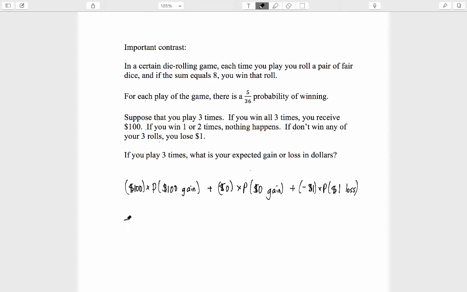That equals $100 times, well, what is the probability of a $100 gain? That's exactly the probability of 3 wins and no losses. So 3 choose 3 times (5/36)^3 times (31/36)^0. Plus, well, this one we're just going to dismiss as 0. We don't need to write anything else for it. It's going to be 0 times some probability, which will equal 0.